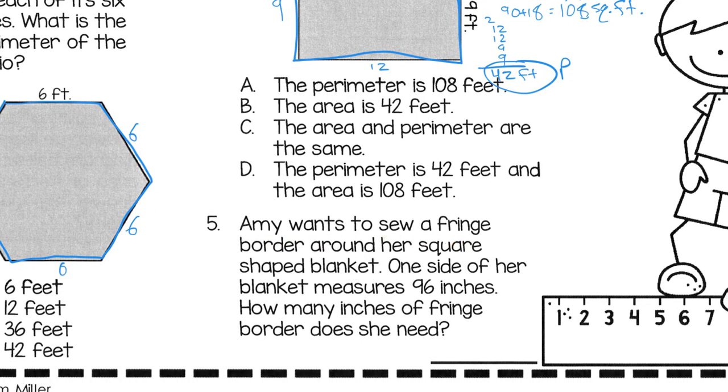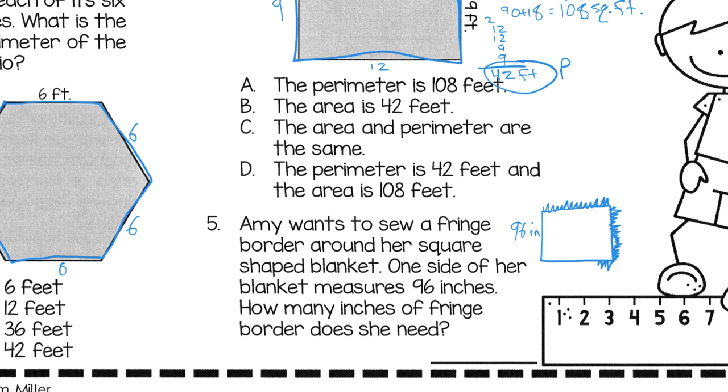Amy wants to sew a fringe border around her square-shaped blanket. Oh, square-shaped, so I'm going to try to draw a square as best I can. One side of her blanket measures 96 inches. How many inches of fringe border does she need? So this fringe border, let's say this is our fringe. The fringe border goes around the blanket.